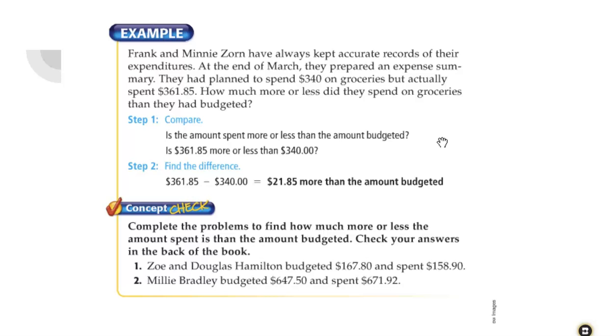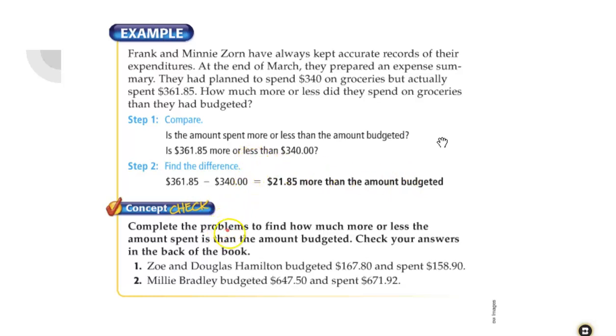So let's look at some examples. Frank and Minnie Zorn have always kept accurate records of their expenditures. At the end of the month, they prepared an expense summary. They planned to spend $340 on groceries, but they actually spent $361. How much more or less did they spend on groceries than they had budgeted? So this example is in your notes. So they spent this, okay, they subtract this, they have this. So they were more than the amount they budgeted, okay?